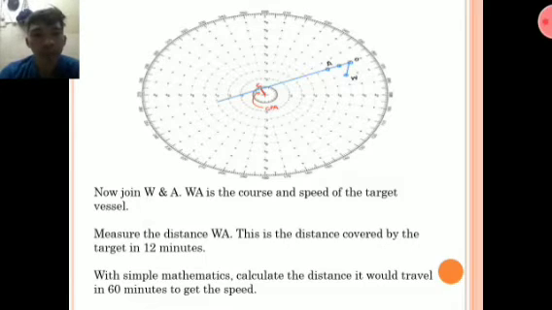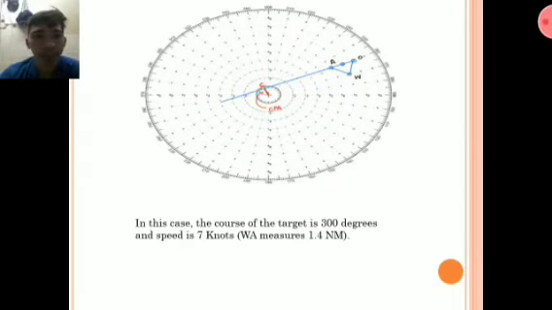With simple mathematics, calculate the distance it will travel in 60 minutes to get the speed. So the result will be this. In this case, the course of the target is 300 degrees and speed is 7 knots. WA measures 1.4 nautical miles. And that's all.